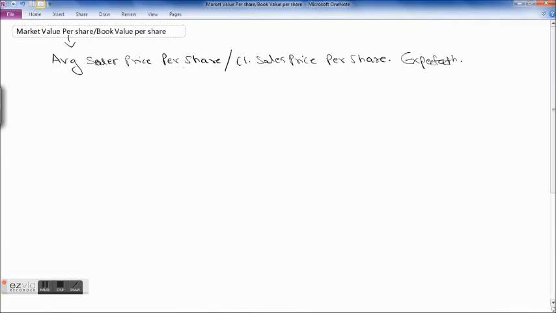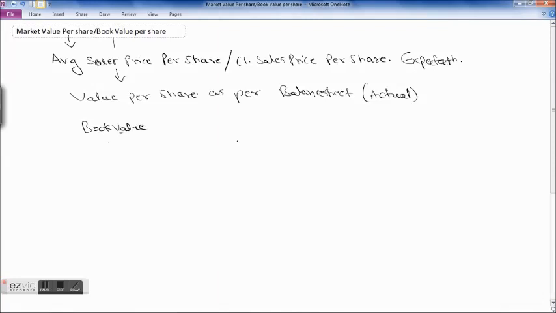Whereas book value per share is the value per share as per the balance sheet. This is the actual. So basically this ratio shows the ratio of expectation versus the actual, that is, how much is the percentage of your expectation upon the actual. So how do we calculate book value per share?